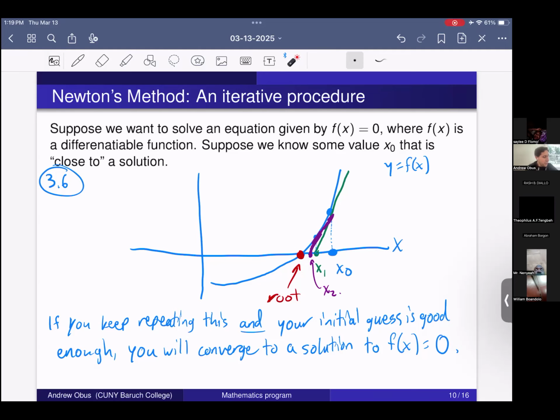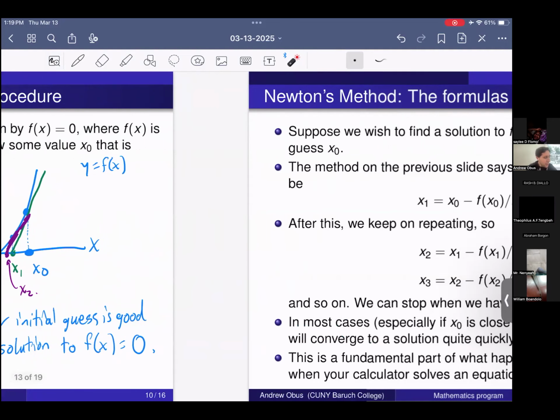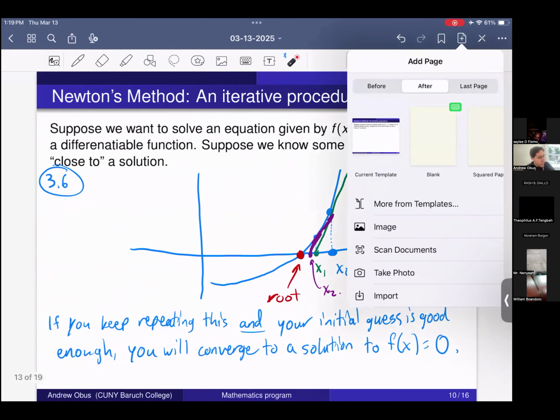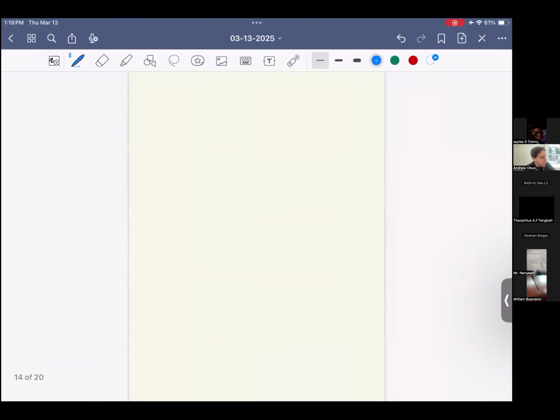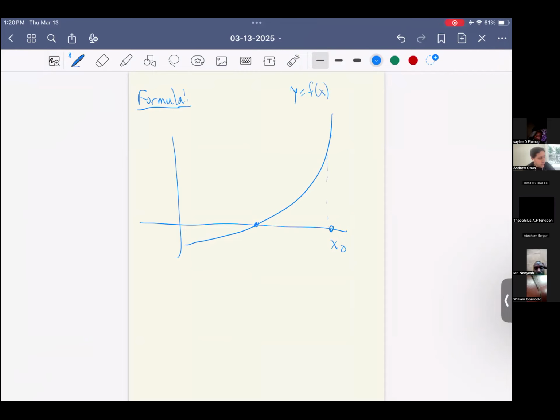So how does the actual mathematics work? Well, okay, I'm going to write this on a new page. So how do we do the mathematics or the formulas? Well, I'm going to draw this again. Let's say that we have some graph over here. Let's say this is my point x0, and this is y equals f of x. And I go up here, and now I'm going to draw the tangent line. In green, I'll draw the tangent line like this. And this is going to be my x1.